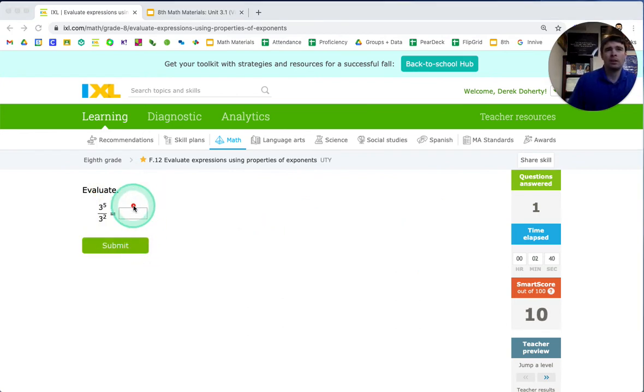Alright, for our next one, this is where the properties start to become helpful. I don't actually want to do out 3 to the 5th power first. It's going to take a while to do 3 times 3 times 3, 5 times. Instead, I want to use my property of exponents to simplify this first. I know if I'm dividing the same base, I can take the top exponent and subtract the bottom exponent.